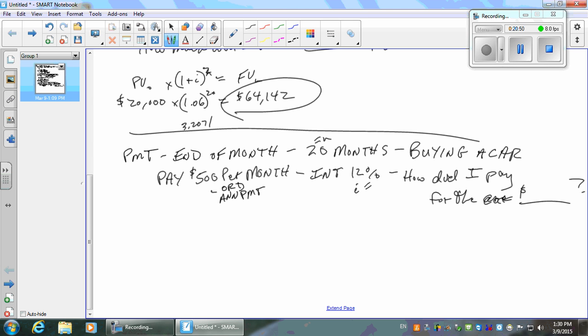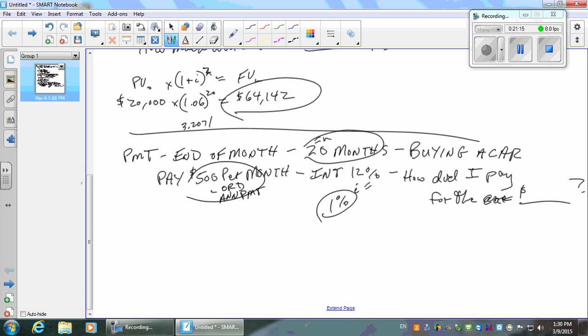I gave you 20 months, which is 1 point something years, right? But I gave you the interest rate annual, so what's the monthly interest rate? This is in months, I better make this in months too. What is it? 12% a year is what per month? 1%, good, all right. So I is 1%. Now you can calculate it. What's my annuity payment? 500. What do I want to know? What did I pay for the car?